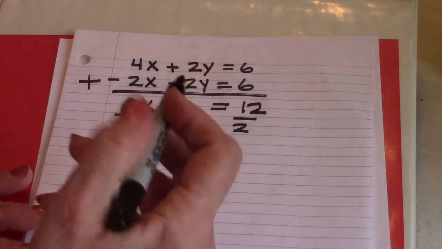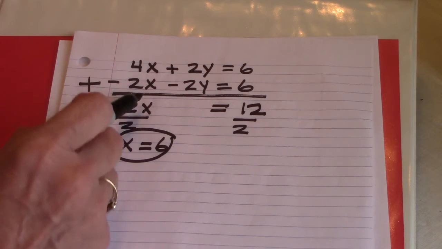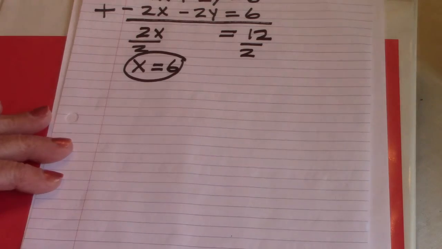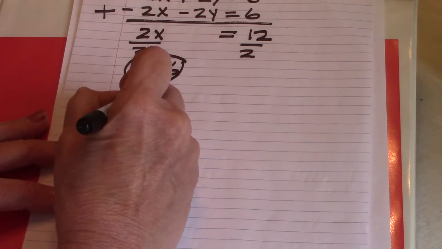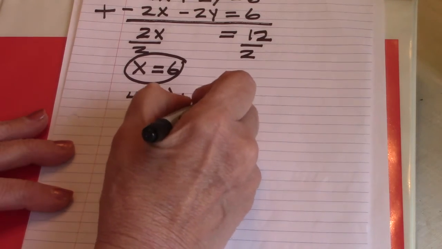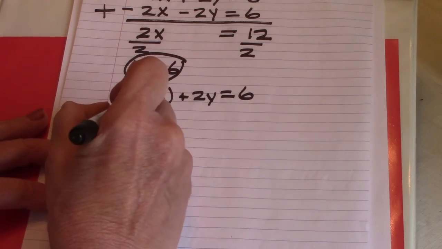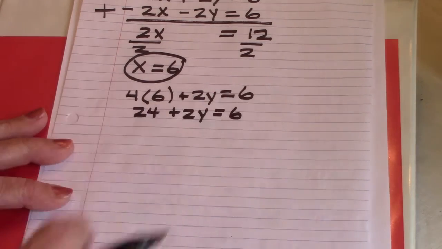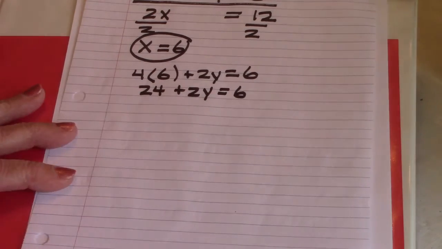All right? Now, I'm going to take this x and plug it into either one of these two equations, it doesn't matter which one. I think I'll pick the first one so I don't have to negotiate as many negatives. And I've got 4 times my x, which is now 6, plus 2y equals 6. 4 times 6 is 24, plus 2y equals 6.